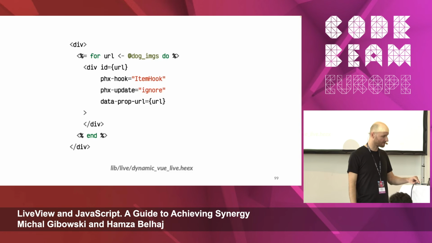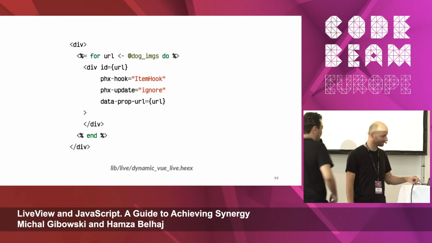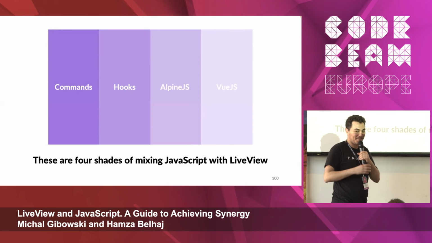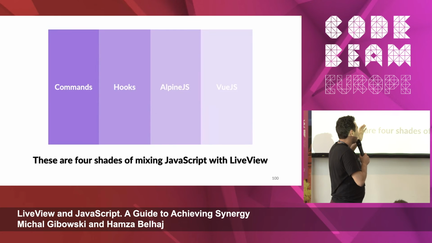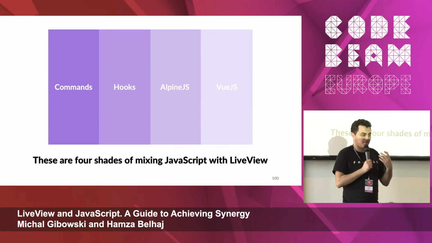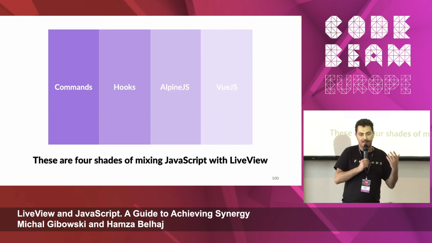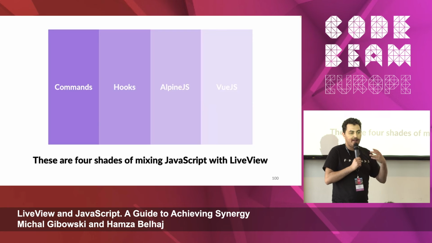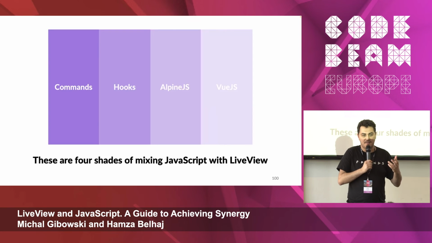Could you, Hamza, please recap what we just talked about? Yes. So basically, again, with the four shades, starting from purple, we talked about commands. These are part of the LiveView, but from the Elixir side API. The big advantage is you don't need to write any JavaScript code. Then we had the hooks, where you could directly attach yourself into the LiveView process and implement callbacks if you wish so.